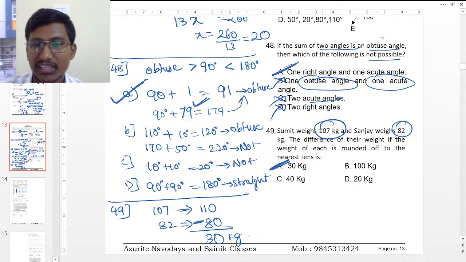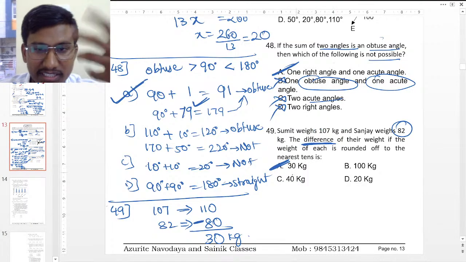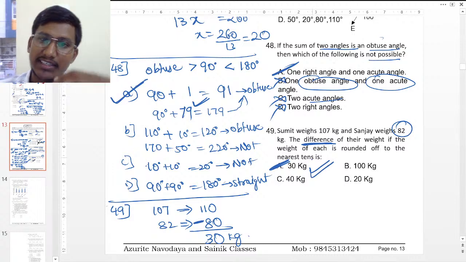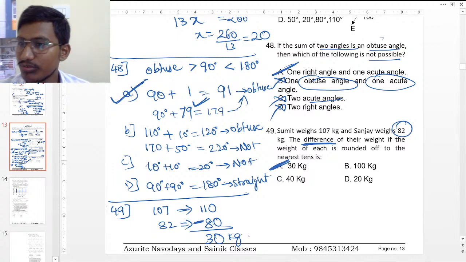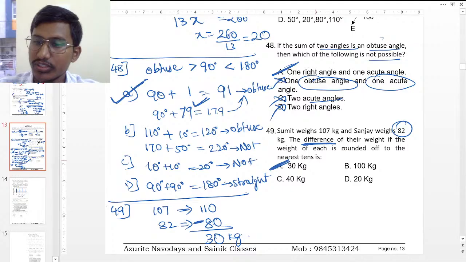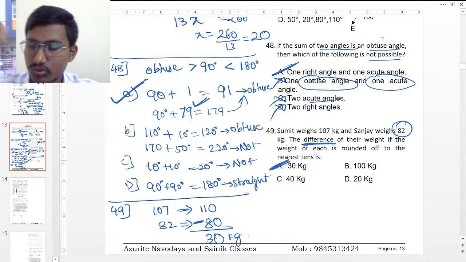Option A, right? We have to find the difference here. So option A will be the correct answer for the 49th. Understood? Will everyone be able to do it like this? Okay, good. So this is how we have to do the solution.